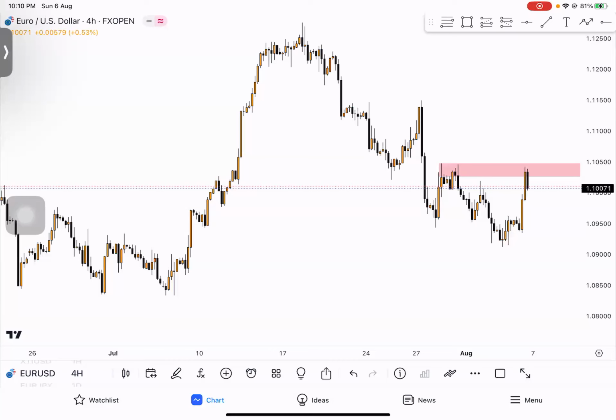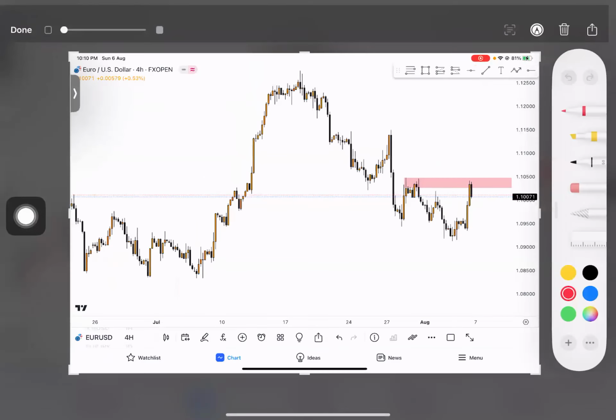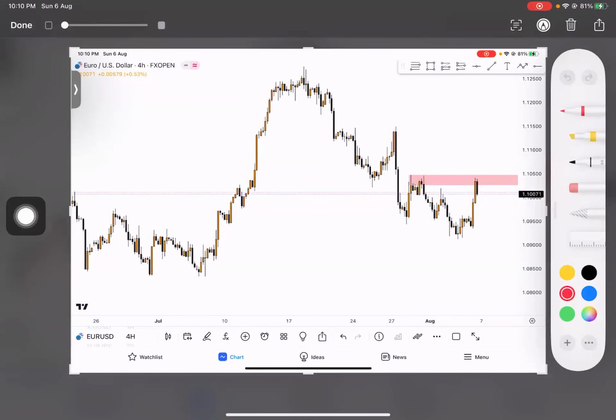Why sell? Because of the break of the structures. Why do you highlight the wick only? Why do I highlight the wick only? Because I'm using resistance. When it's resistance, you always take the highest, only the highest wick. Why sell is because I will show you again.